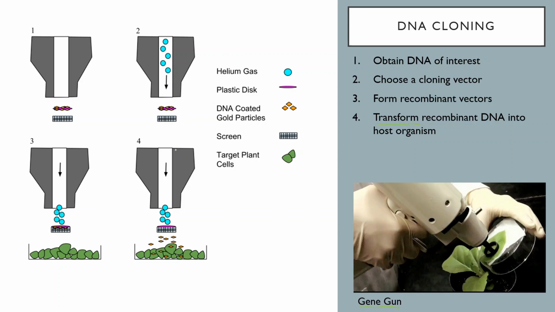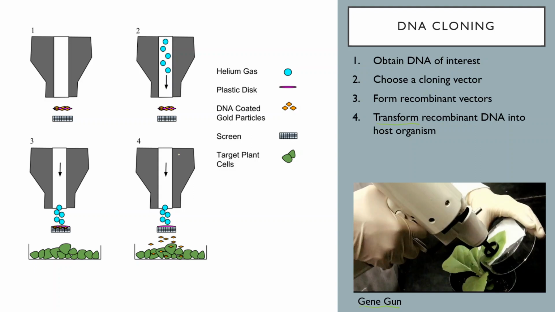Now, of course, not all of them have to get through. Not all the cells have to be transformed. If you have a good vector, hypothetically, you only need one cell to actually pick up your vector and then start making copies of it. So this is just kind of a high-tech way of doing it.